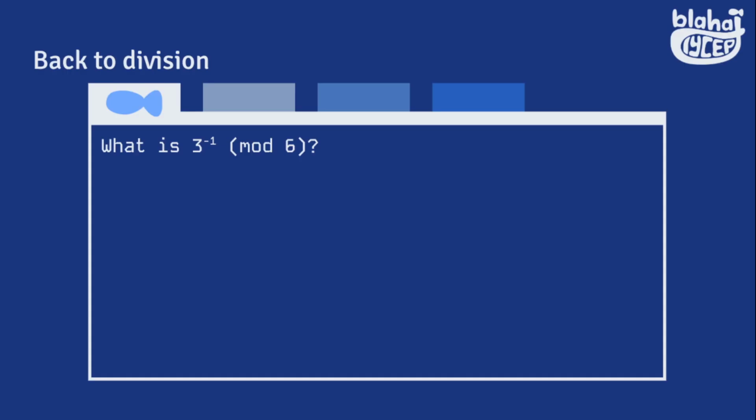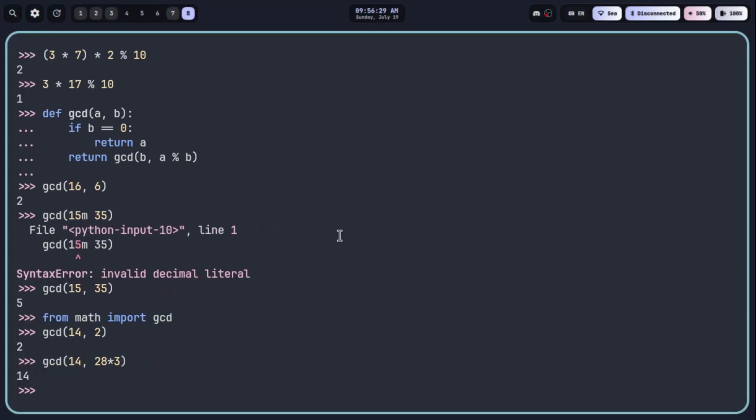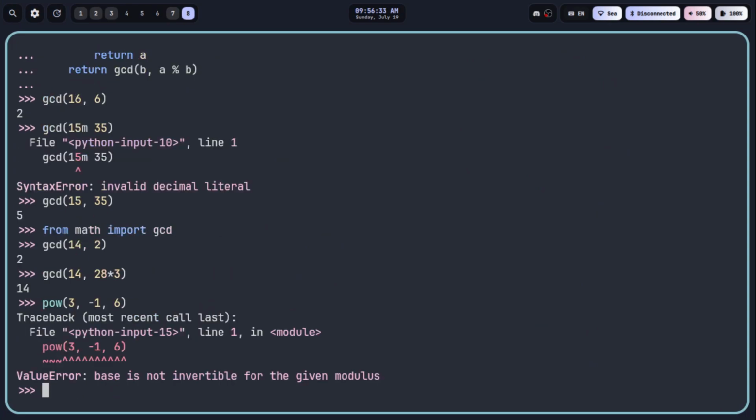So now, if we go back to division, here's a question: what's the inverse of 3 modulo 6? Naturally, because you need Python to calculate it, we're not going to make you calculate it by hand. David, can you calculate what 3 to the power of -1 modulo 6 is? Sure, Jeron. I will calculate what 3 to the power of -1 modulo 6 is. Let's try this out. As you can see, we get an error from Python that says that the base is not invertible for the given modulus.